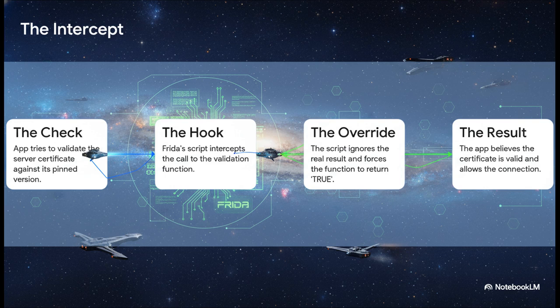Okay, so here's the play-by-play. Normally, without Frida, the app tries to validate the certificate. The check fails because your proxy cert doesn't match the pinned one, and the connection gets shut down. Simple. But with Frida running, the moment the app makes that call, our script jumps in. It completely hijacks the process, ignores the real check, and just forces the function to return true. The app has no idea. It thinks the certificate is perfectly valid and lets the connection go through.